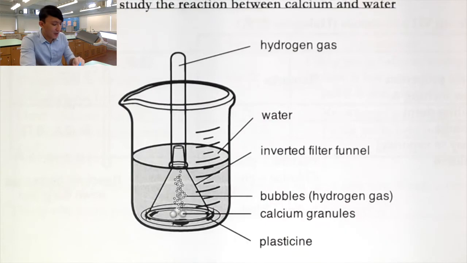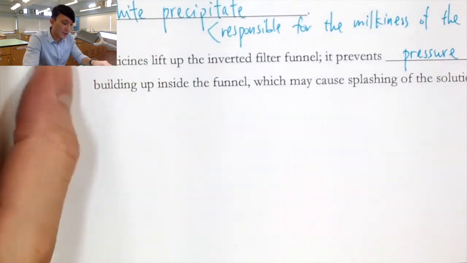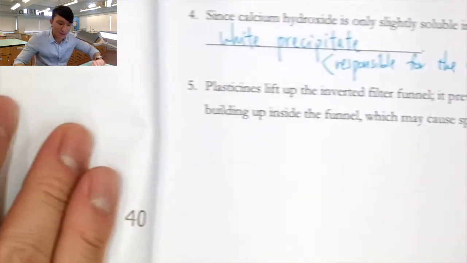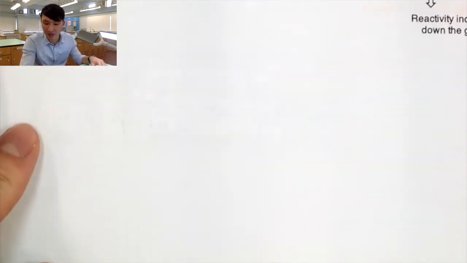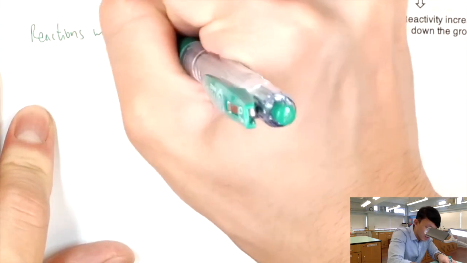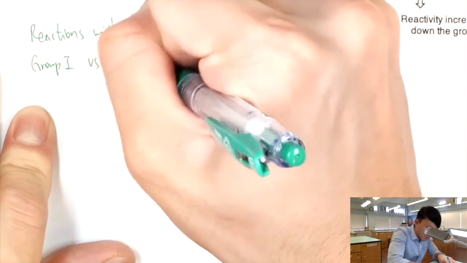Now before we move on, I just want to ask one question, or we try to compare. We try to compare the reaction between Group 1 metals and water versus the reaction between Group 2 metals and water. We want to look at some similarities and differences. So maybe we jot down something. Maybe we make use of this empty space on the previous page, page 40 here. So we look at the reaction with water, Group 1 versus Group 2. Okay?